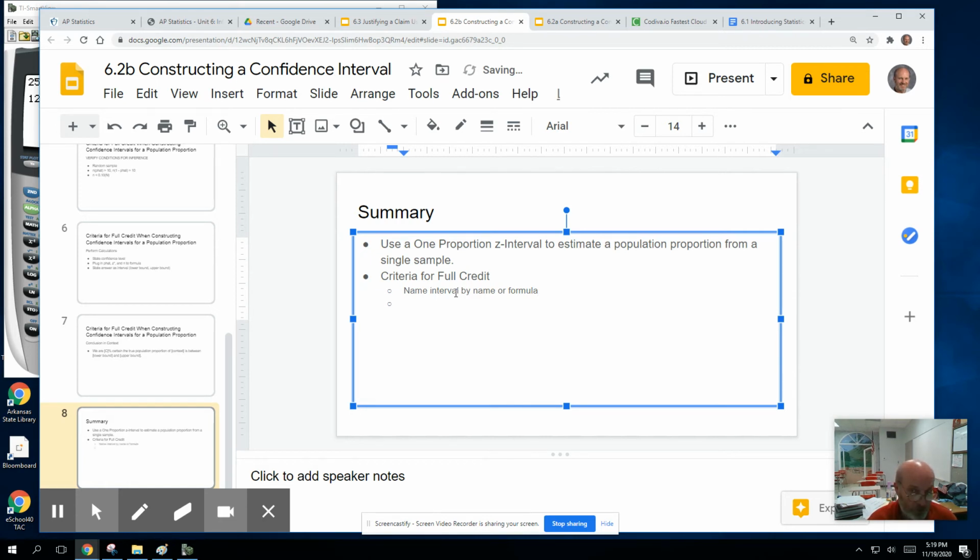We have to show that the conditions for inference, verify conditions for inference. We have to perform calculations. Then we have to give our conclusion in context.